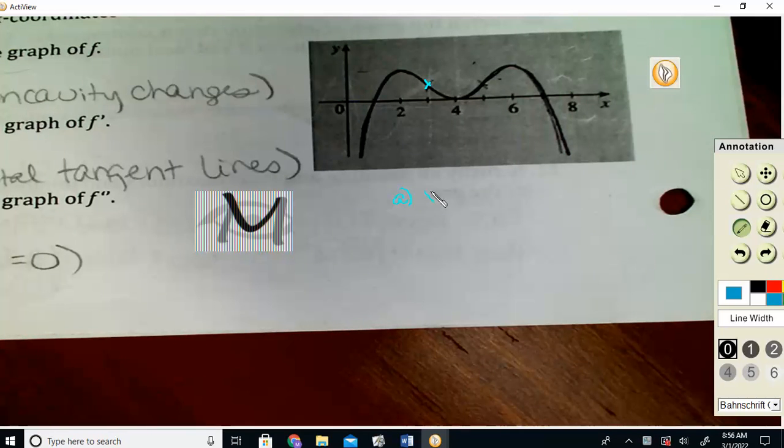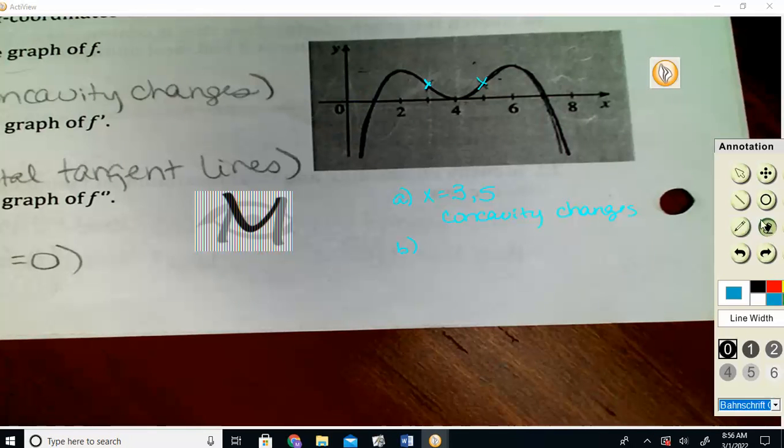So when x is 3. And then the next place would be at 5. And that's just because the concavity changes. That's what an inflection point is. It's asking you where your concavity changes. Are you guys okay with that?